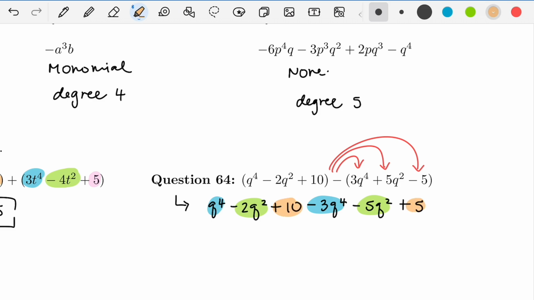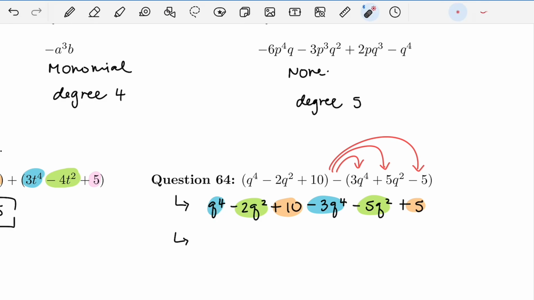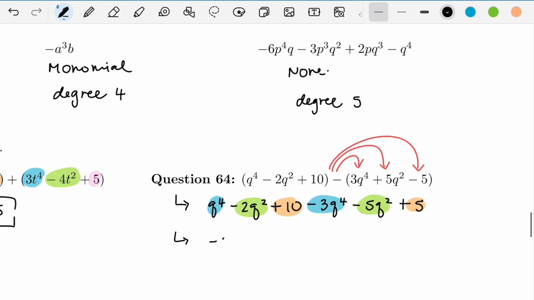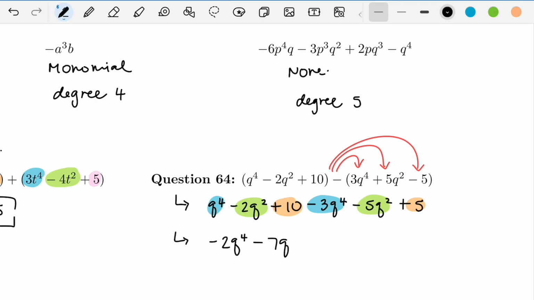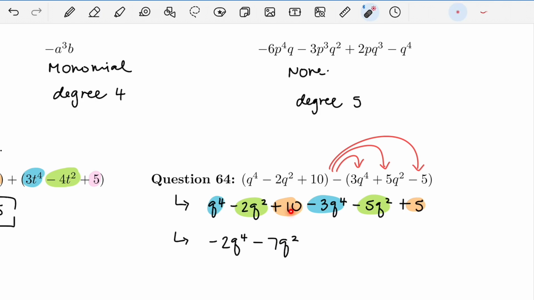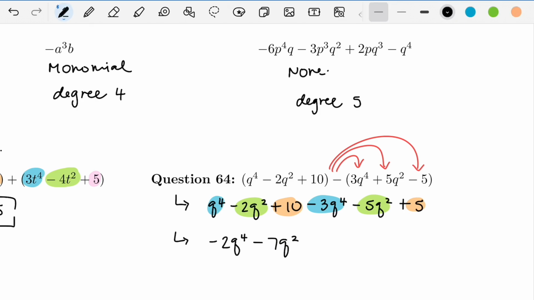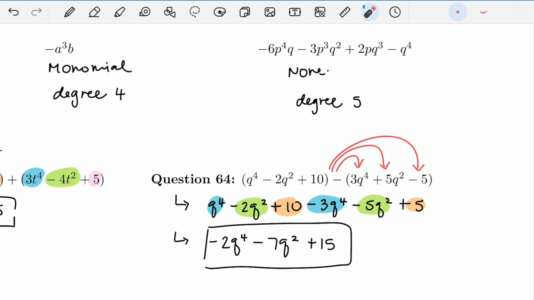These guys are all like terms. So now we have q to the 4th power minus 3 of those. So this will give us a minus 2q to the 4th power. Then we have minus 2q squared, and then we're going to subtract off another 5q squared. So this will be a minus 7q squared. And then finally we're going to add these constants together. So this will be plus 15. And so this would be our final answer and what we get when we would subtract these two polynomials.